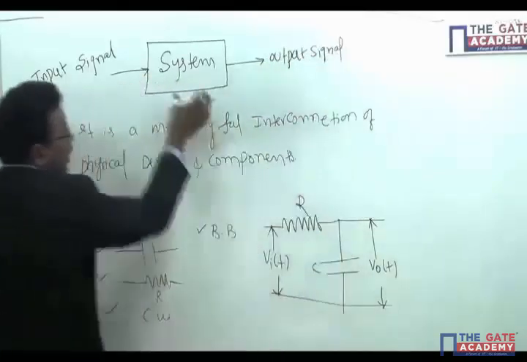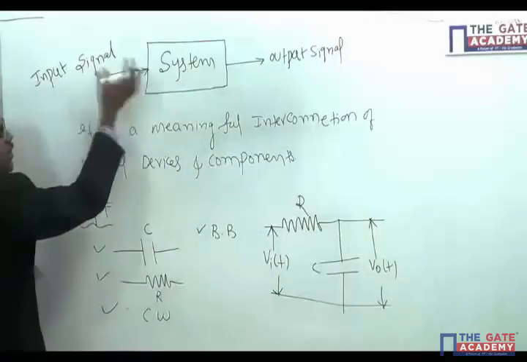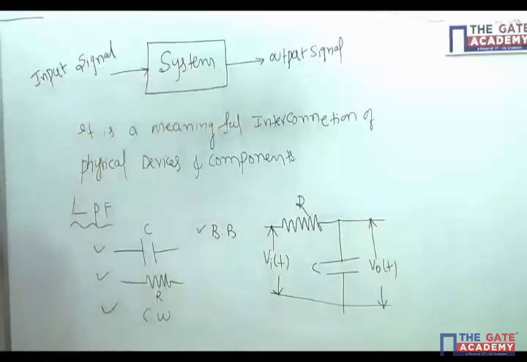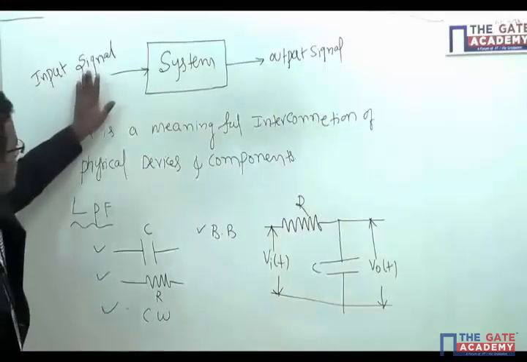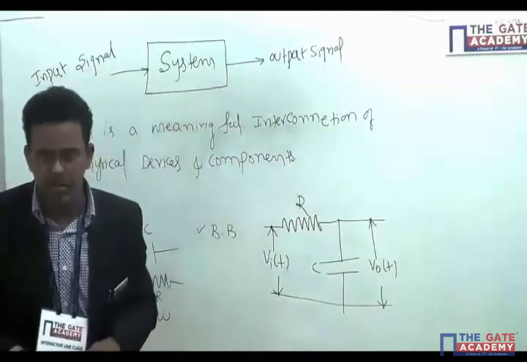Whenever the systems are related with some signals, only then will they be useful. It will produce another signal, which is called the output signal. So you may ask the doubt, sir, what is the difference between the input and output signal? Both are signals only.